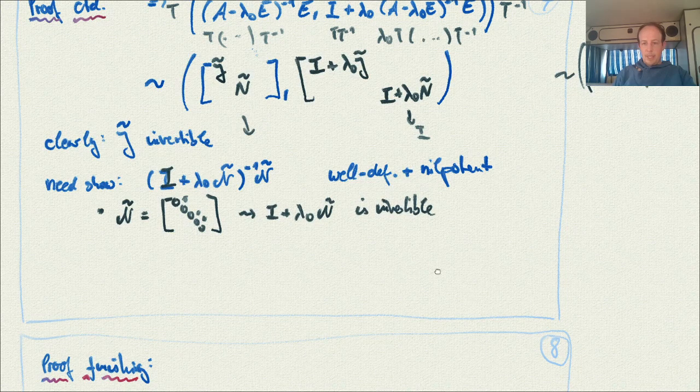What is maybe a bit more difficult to show is, okay, the next step: I plus lambda 0 N tilde to the minus 1 is upper triangular.